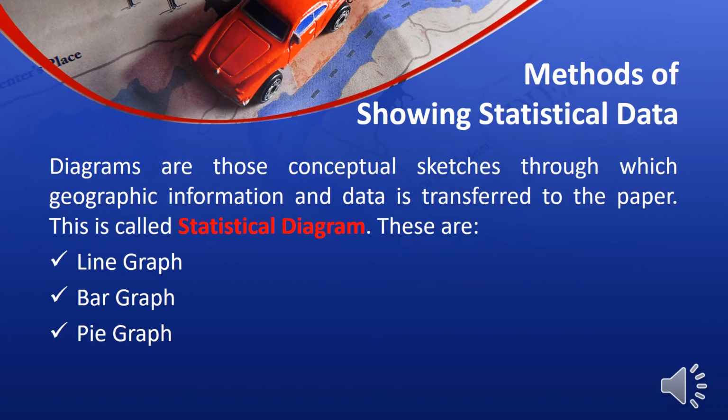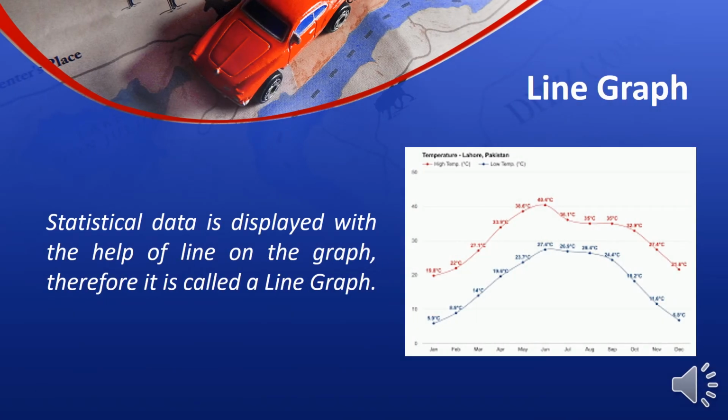Now we will discuss the different methods of showing statistical data. Diagrams are those conceptual sketches through which geographical information and data is transferred to paper. This is called a geographical or statistical diagram. These are line graph, bar graph, and pie graph. Statistical data is displayed with the help of a line on the graph, therefore it is called a line graph.